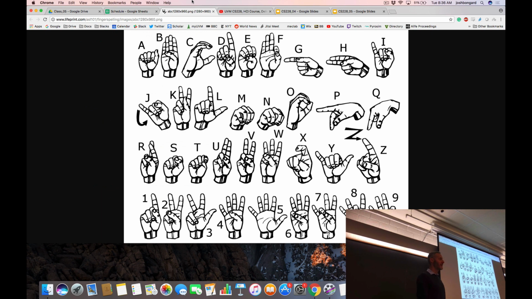Zero is not shown on this. Even if you don't speak ASL, you can probably guess what the sign for zero is. Exactly, right? So we're going to teach 0, 1, 2, 3, 4, and so on. Okay, so that's where we're heading.